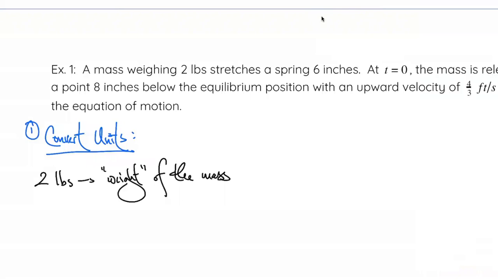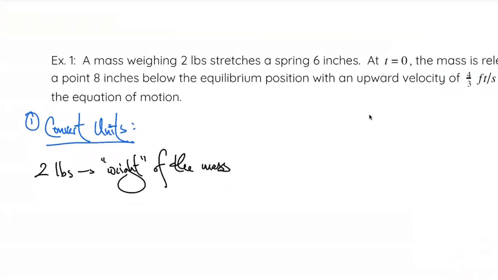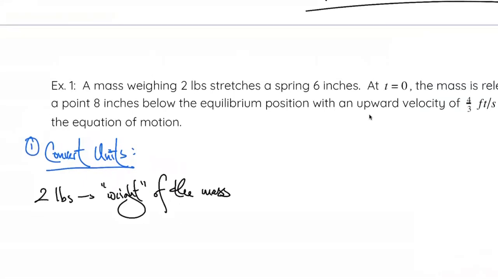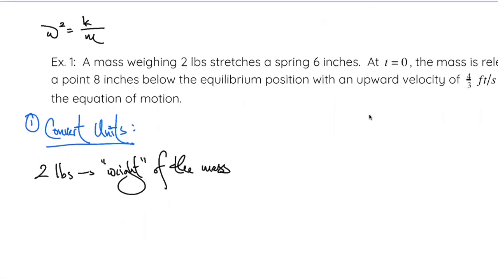All right, so 2 pounds is the weight of the mass that we have here. But when we look at the equations, in order to have our omega, we need to know omega squared equals k over m. So we need to find our k in order to write the omega squared, and we need to find the m in order to write the omega squared. What we're going to do first is find the m, and the m is something we can find from the weight.